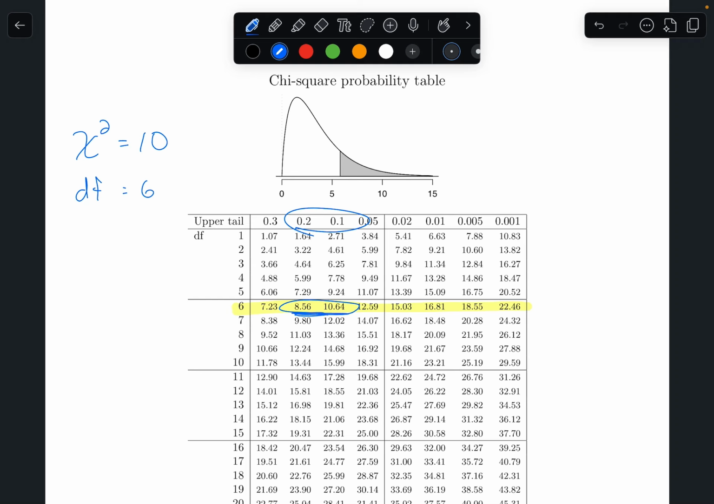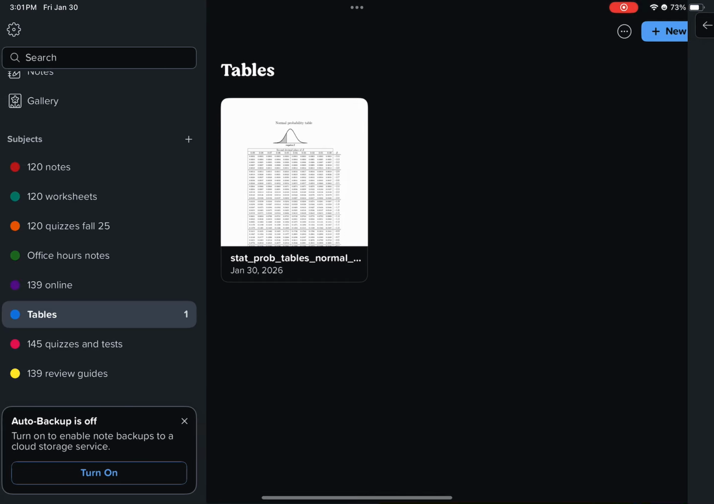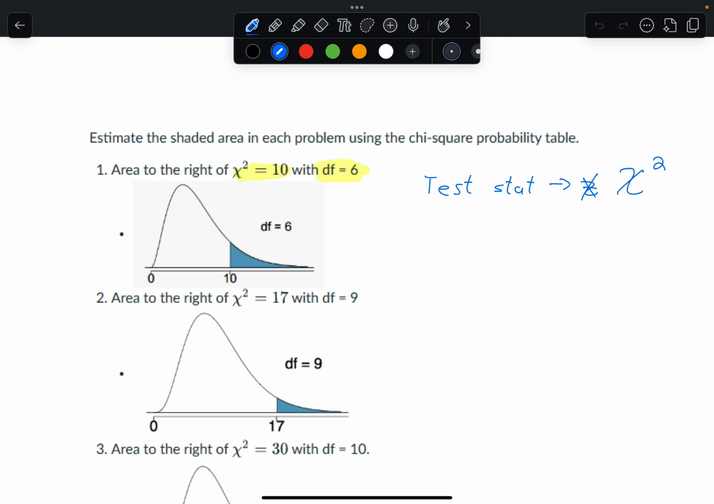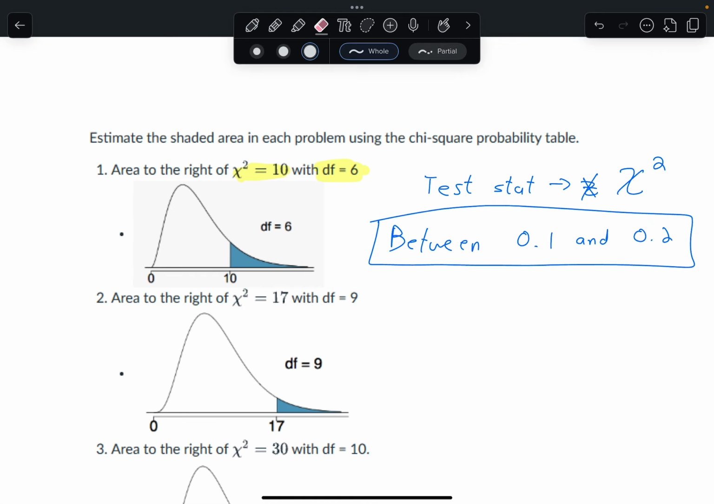So we said between 0.2 and 0.1. So let's go ahead back here and mark those up. So our p-value is between 0.1 and 0.2. So it's between these two values. Very cool. Let's talk about the next one.